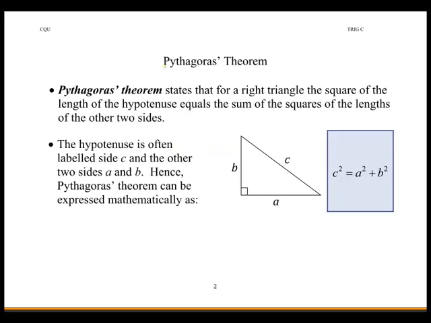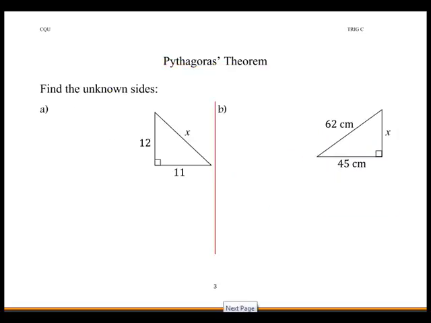So what we're going to do here is talk about Pythagoras' theorem. Now, Pythagoras' theorem applies to right angle triangles, as we've discussed in the previous section. We've got to have a right angle there. Pythagoras' theorem is a rule that associates the sides together to give us the formula as given there: c squared is equal to a squared plus b squared.